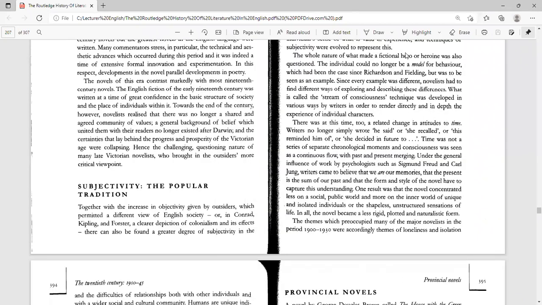The individual could no longer be a model for behavior, which had been so since Richardson and Fielding's novels. Instead of a model, we can say the characters became examples. Since every example was different, novelists had to find different ways of exploring and describing these differences.